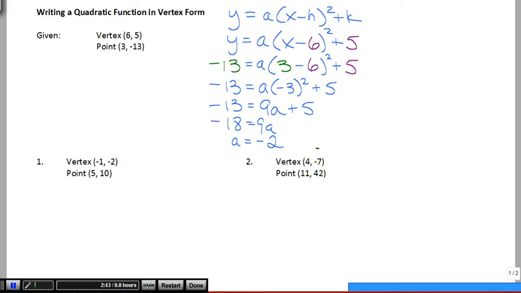Now you must write the equation. This is not just solve for a. So the final answer to this question is y is equal to negative 2 times (x minus 6) squared plus 5. And you're done. We found our a. We leave y and x alone, because you want this to be an equation of a parabola. Okay, so that's how you do it when you are given a vertex and a point when you are trying to write the equation in vertex form.